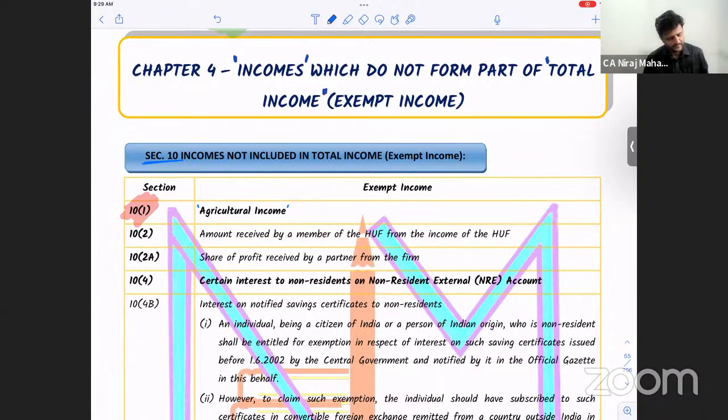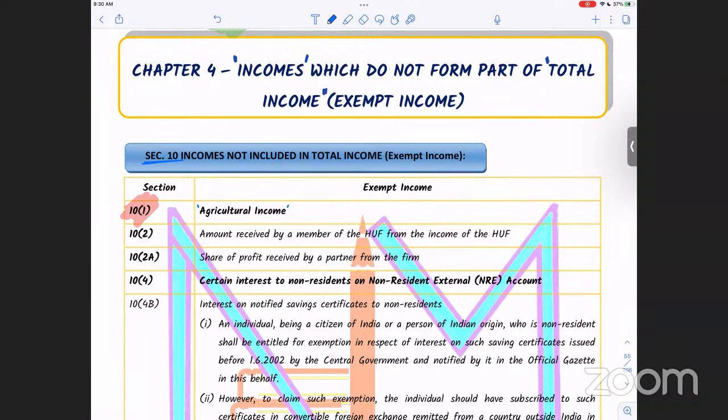Right, everybody? So section 10: incomes not included in the total income. That is the same thing, that is exempt income. That big name is basically the technical name. What we've written in brackets is for our understanding. Clear? Okay. Fine till here. From GTI, gross total income, what can we reduce?